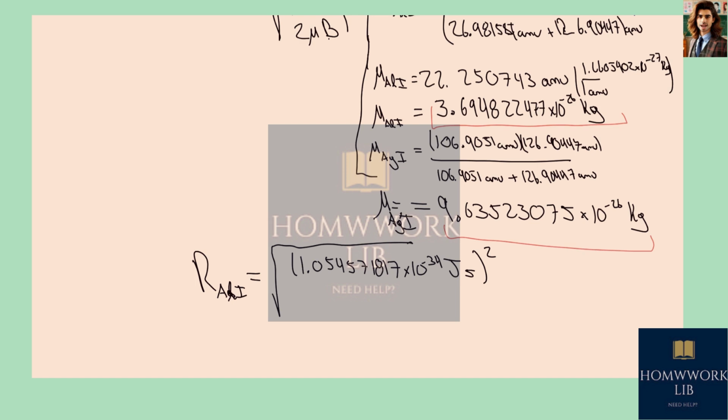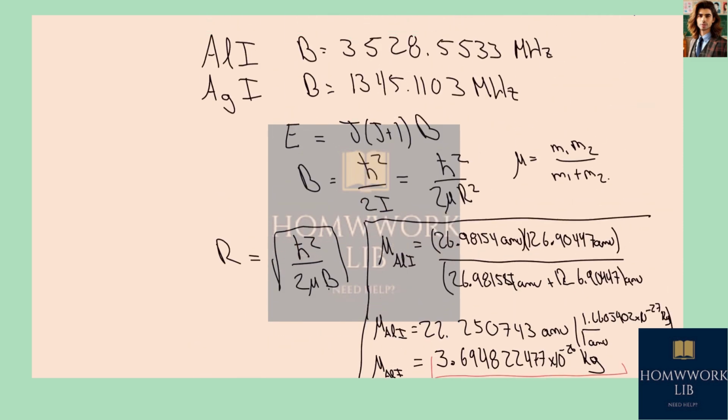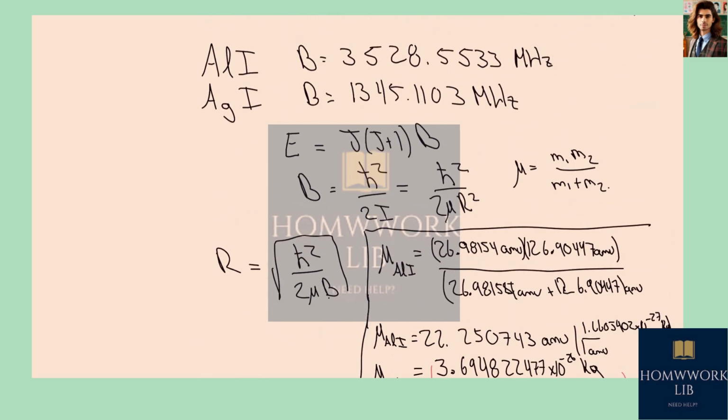All of this is going to be squared divided by 2 times the value for mu for aluminum iodide, which is 3.6948... times 10 to the minus 26 kilograms. So over here, we need to plug in the value for B in the correct units. As you can see, B needs to have units of energy. But the values that we're given here, let's call these B primes, are in units of frequency.